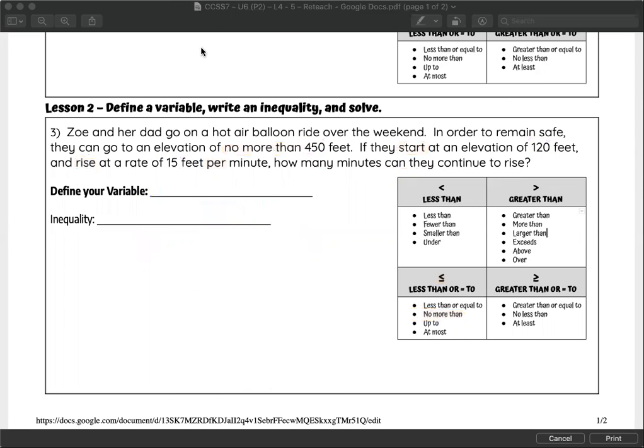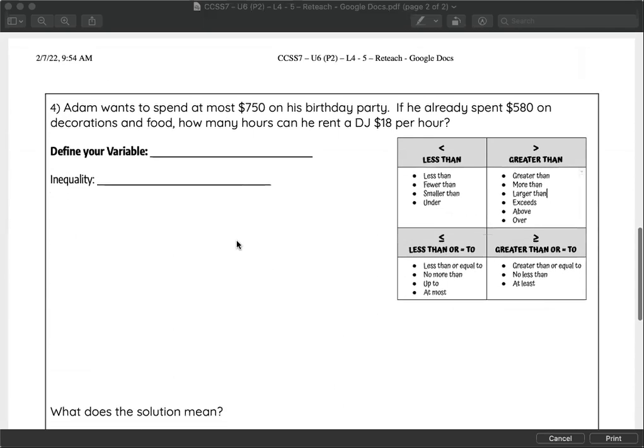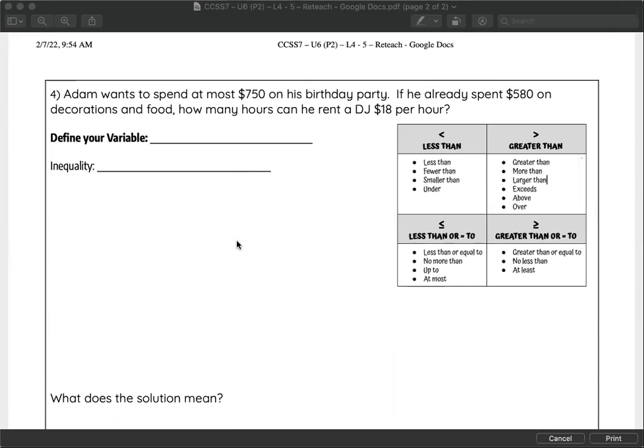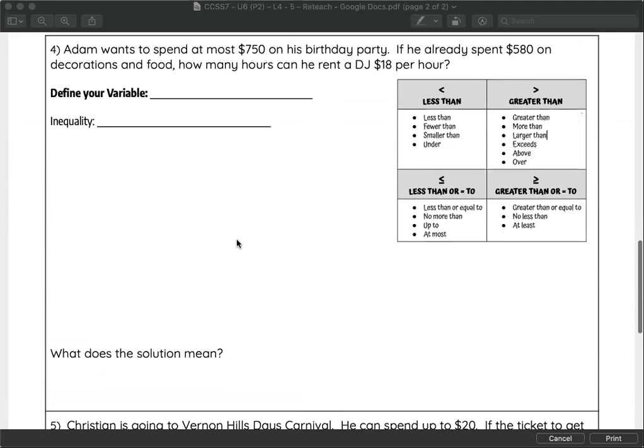All right. This next one, we are going to solve it, and then we're going to describe what the solution actually means. Okay. So it says Adam wants to spend at most $750 on his birthday. He already spent $580 on decorations and food. How many hours can he rent a DJ for at $18 per hour?